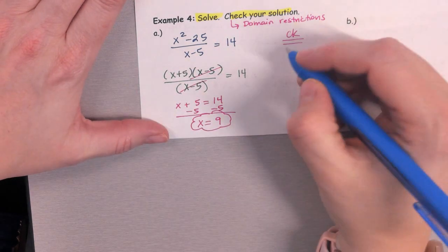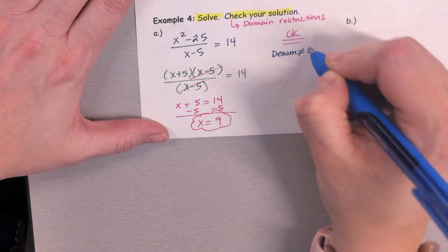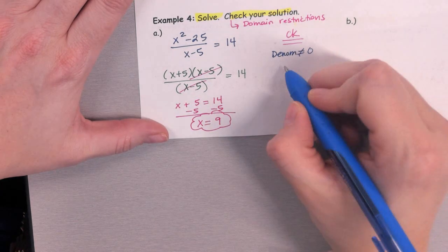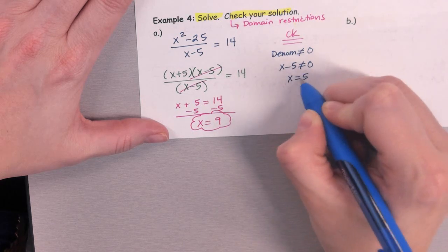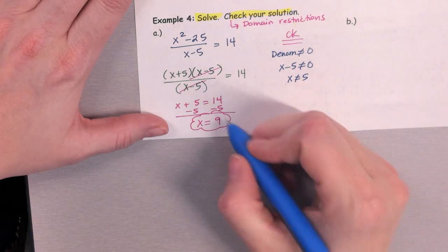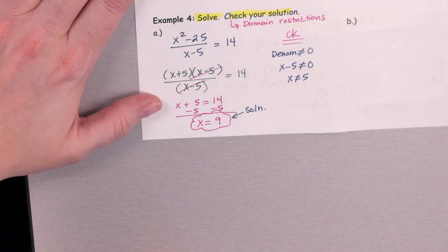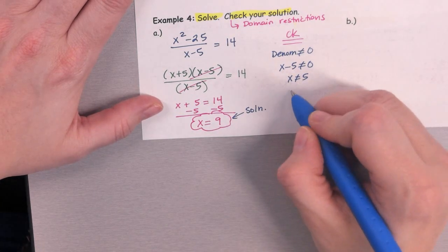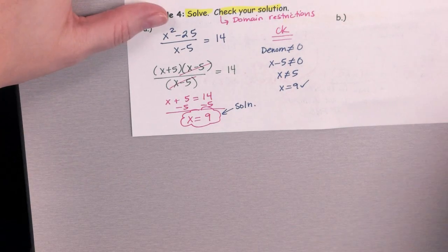What can't the denominator be for this one? If you have x minus 5, what can't the denominator be? Okay, so x can't be 5. Is this 5? Nope, it's 9. Okay, so then this is going to be your solution. Okay, so if it's x can't be 5 and it's x equals 9, that's fine. Okay?